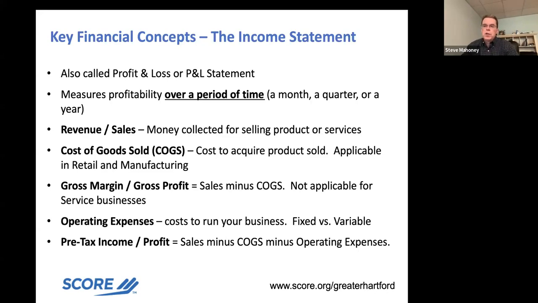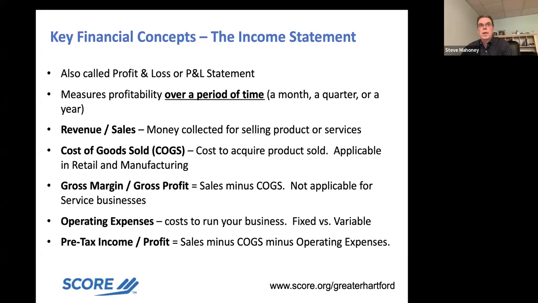Fixed are costs that generally don't change over time with business volume. So if you sign a 3-year lease and your rent is the same each month of the year, that's a fixed cost. Regardless how many customers you serve, let's say you have a restaurant. If you have 0 customers or 100 customers a day, your rent is not going to change. That's a fixed cost. A variable cost is a cost that increases or decreases with your sales volume.